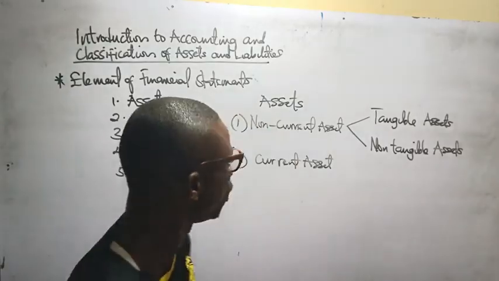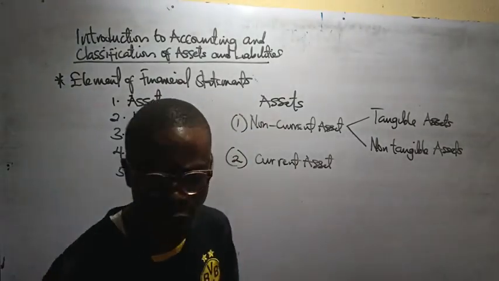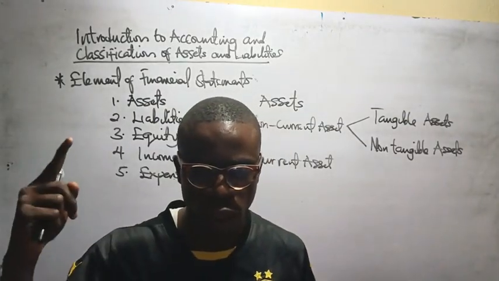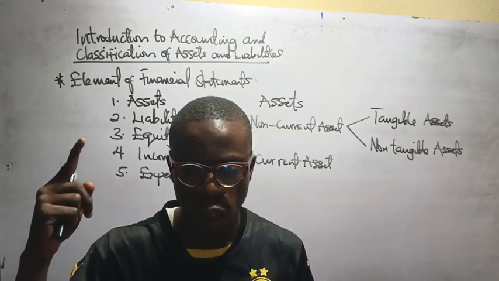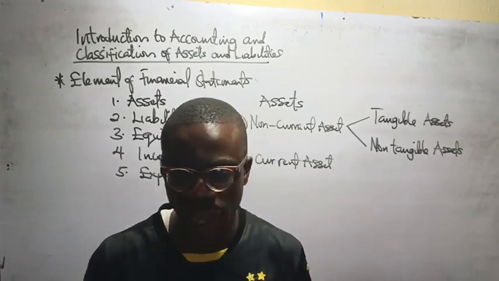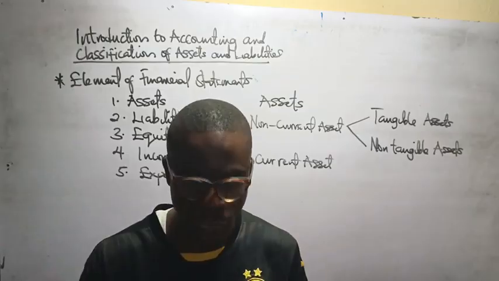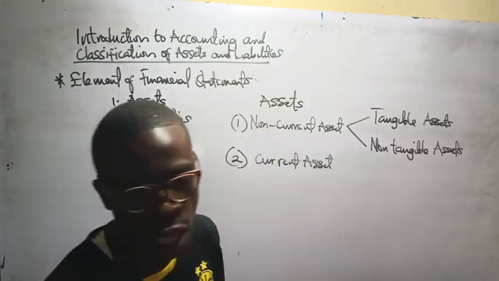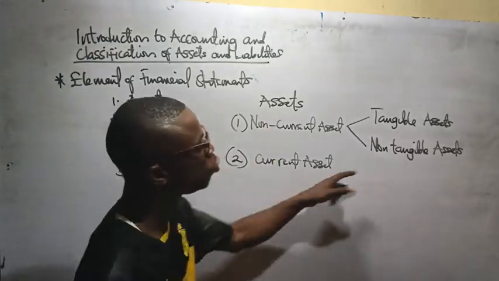Examples of that are plants, machinery, equipment, properties, land, buildings, vehicles, cars. They are examples of tangible assets. Now let's go to non-tangible assets.